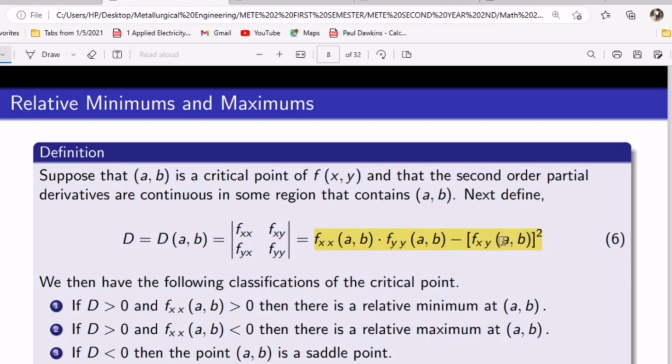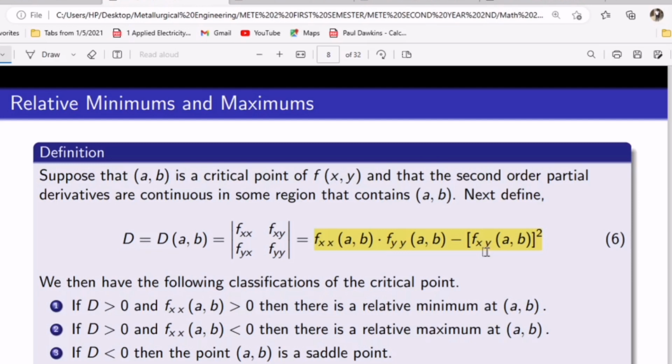Let me explain the formula to you. This formula says that first you need to find f_xx. That means when a function is given to you, you find the partial derivative of the function with respect to x twice. The same thing is multiplied by the partial derivative of the function with respect to y twice, and then minus the partial derivative of the function with respect to x, and then another partial derivative with respect to y, and you input the critical points, then you square it.